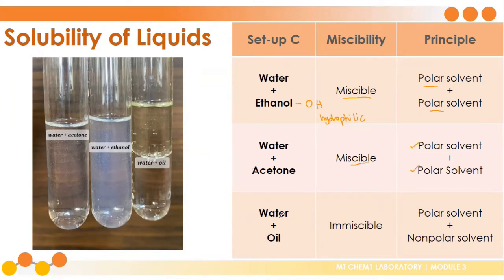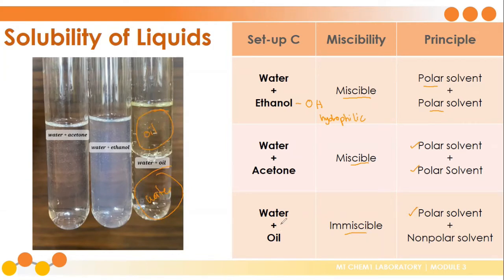For the last one, we have water and oil. As you can see in our miscibility, they are immiscible with each other. Just take a look at our picture. We have here the oil and you have your water. You can easily distinguish them from each other, indicating that they did not dissolve or mix with each other. So why did it happen? Remember that water is a polar solvent and oil is a non-polar solvent.